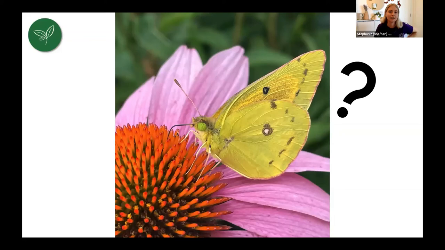Okay, Catherine, I think we can end this one. Okay. And everyone is correct. It's a white or a sulfur. And this one here is a clouded sulfur butterfly. So once again, sulfurs are really easy to identify because they're bright, bright, bright yellow, and there's not lots of characteristics on it. It's usually just one solid color.